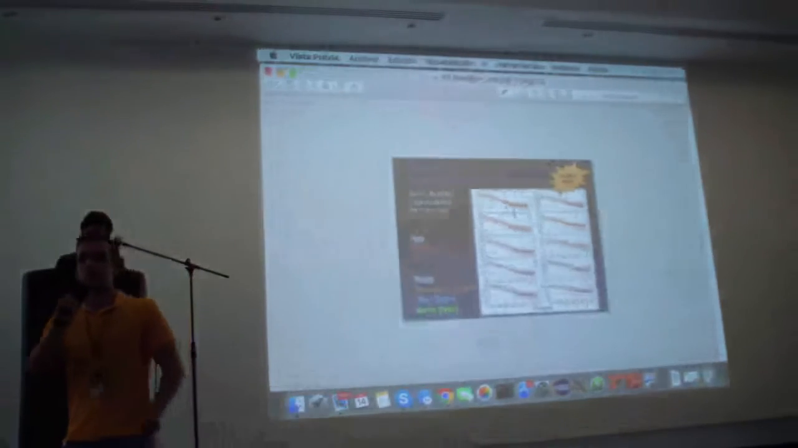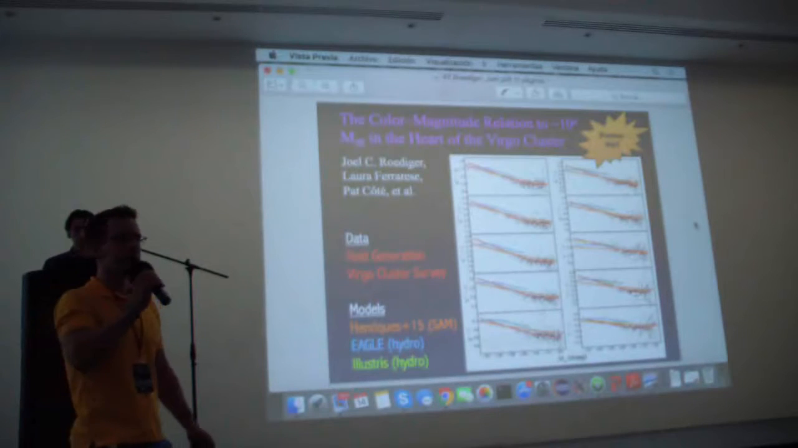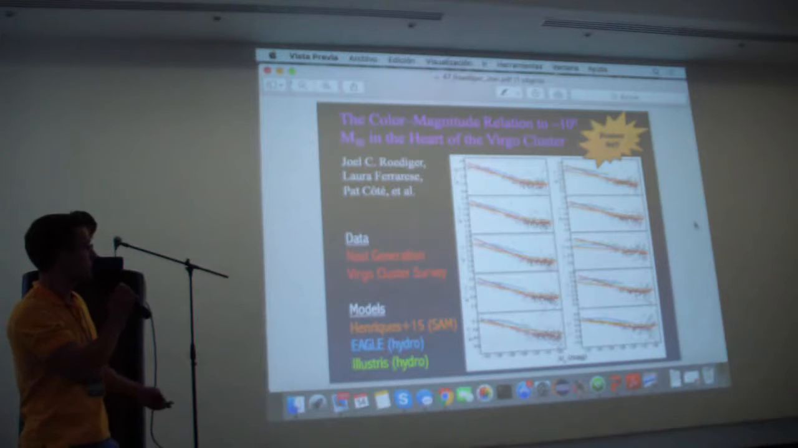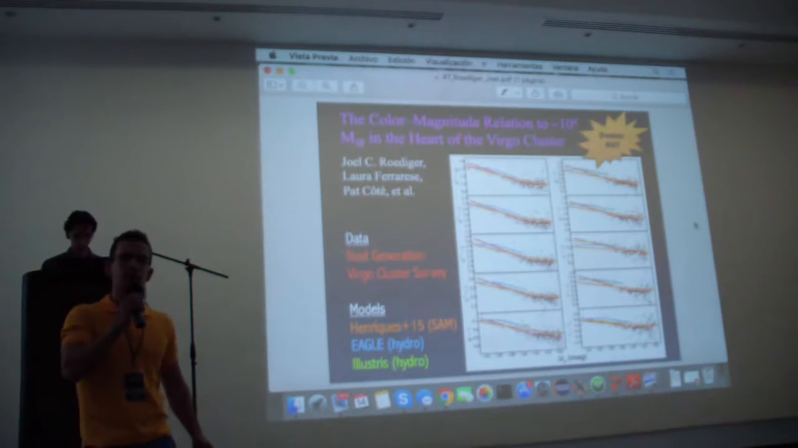I am a postdoctoral fellow at NRC Herzberg in Victoria, Canada, and my poster presents the deepest analysis to date of the color magnitude relation, which we performed using multiband imaging from the Next Generation Virgo Cluster Survey.